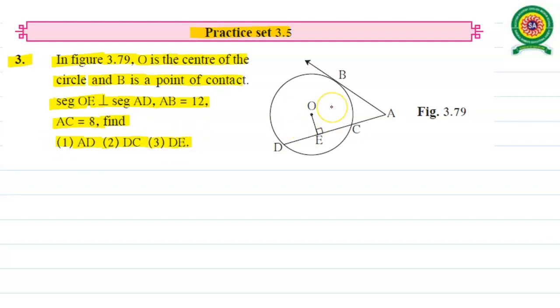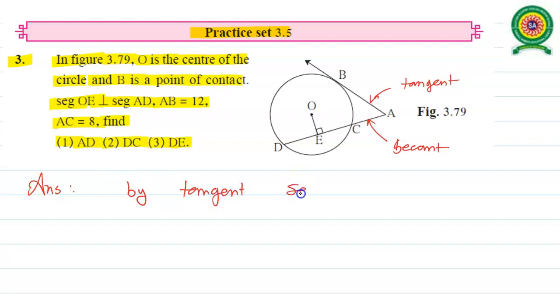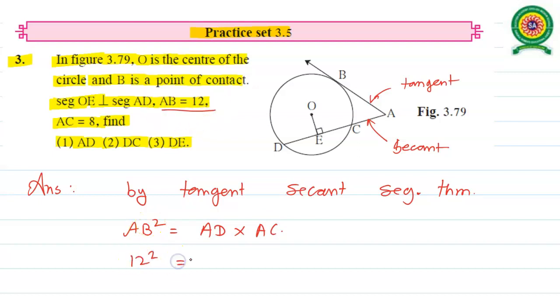Now look at it carefully. We have given AD as the secant to the circle, and AB is the tangent to the circle. So now we are using the tangent secant segment theorem. We have AB square is equal to AD into AC. Now try to replace by their values. We have AB value 12. So 12 square is equal to, we have to evaluate for AD.